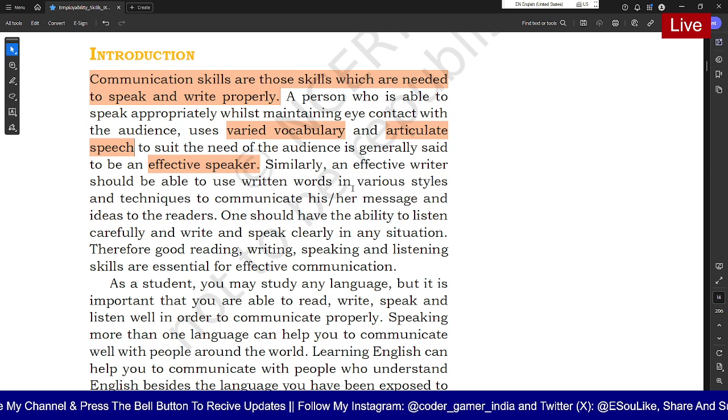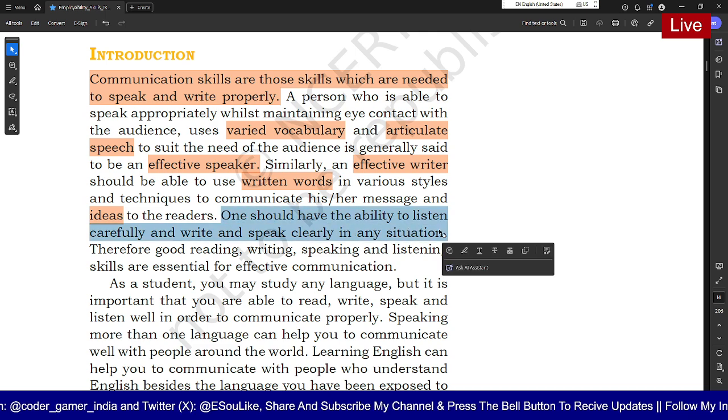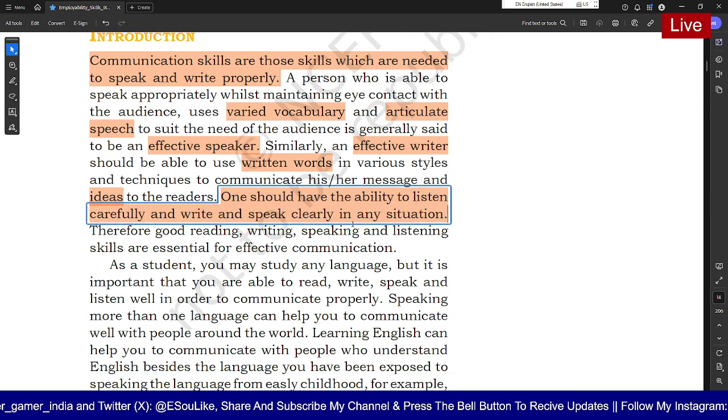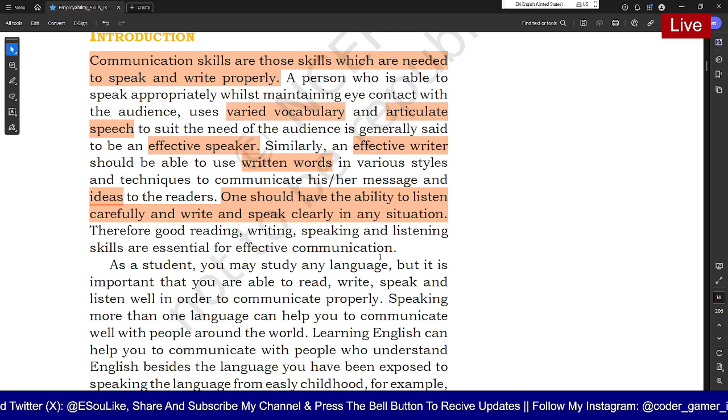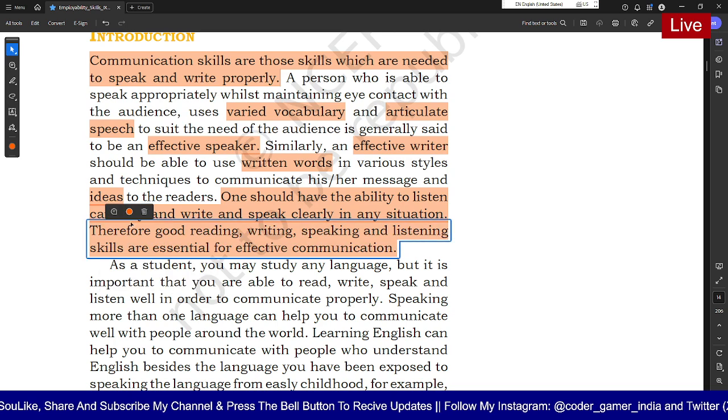Similarly, an effective writer should be able to use written words in various styles and techniques to communicate vision, messages and ideas to the readers. One should have the ability to listen carefully and speak clearly in any situation. This is the most important thing. We need to have this. Therefore, good reading, writing, speaking, and listening skills are essential for effective communication. This is the main thing.